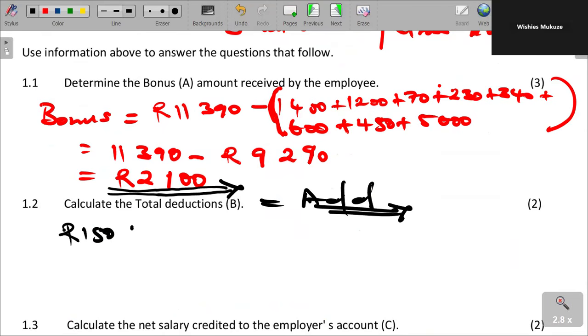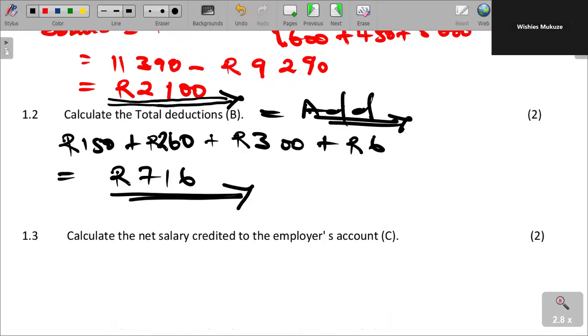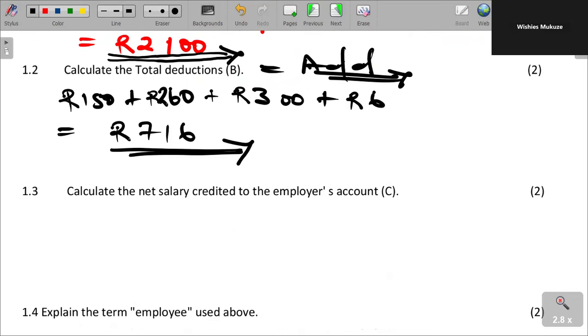150 plus 260 plus 300 plus 60. That is going to give us 716. 716 is the total deductions in question there.